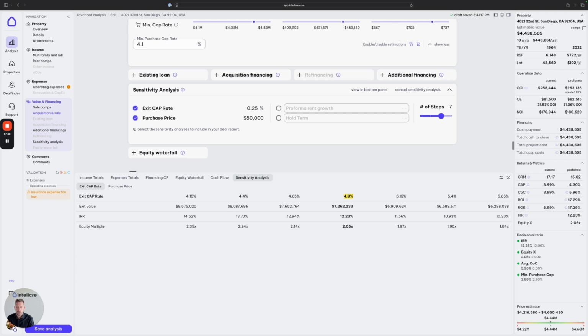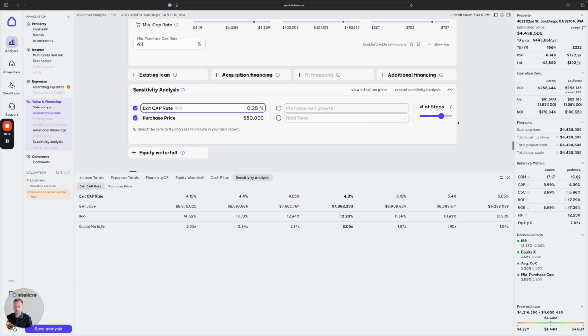So we have the 4.9 is the exit cap rate that we're working with, and here we're seeing the sensitivity. So if it's slightly higher, so 5.15, 5.4, 5.65, how would that change our numbers? And then also going to the left, if it's slightly lower, right? And the increment for these steps here is basically 0.25 up here, right?